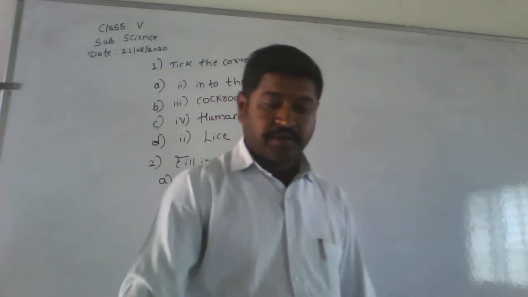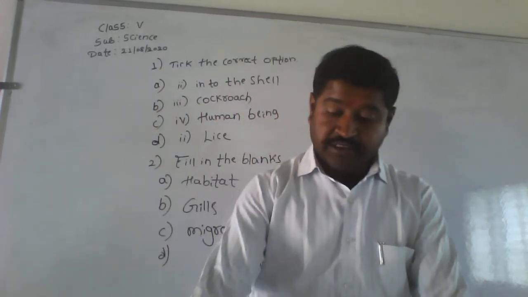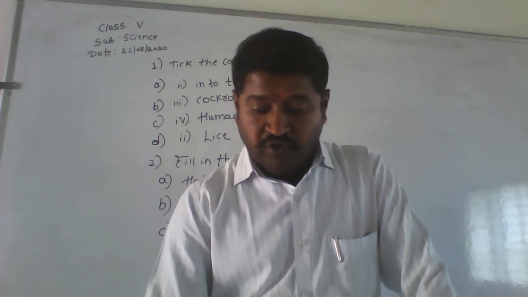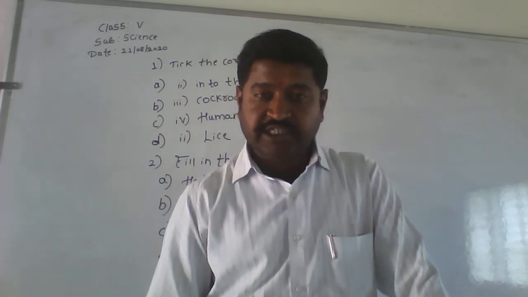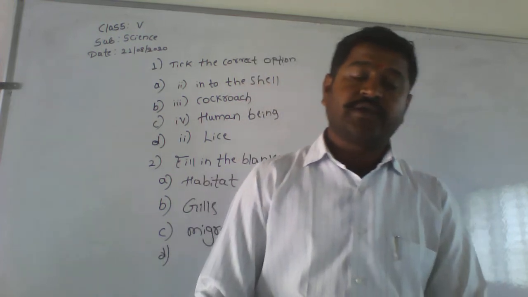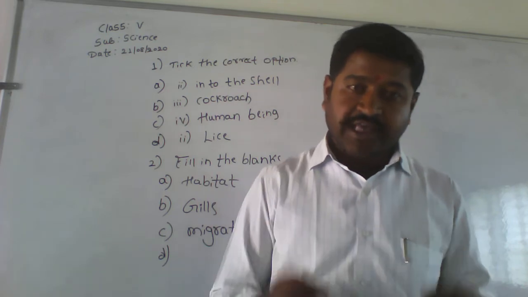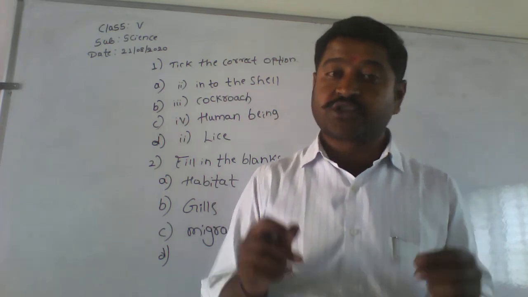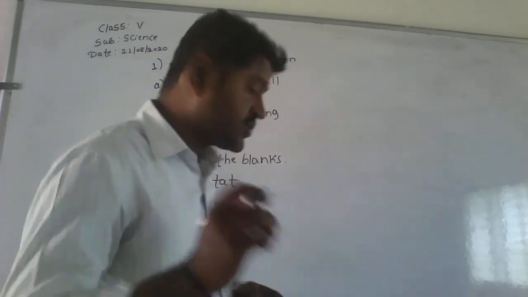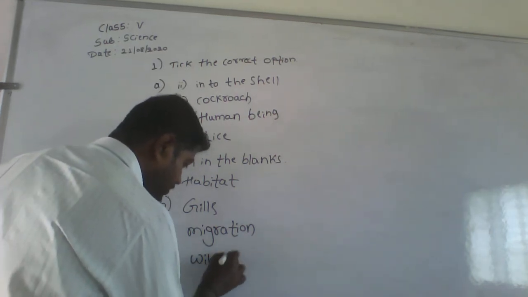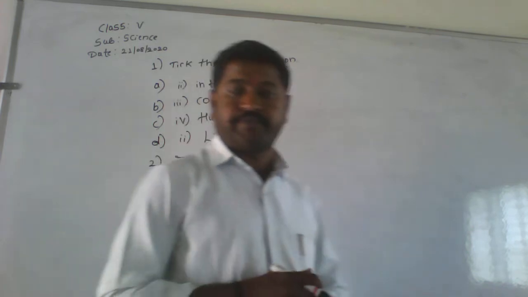Then the fourth one in fill in the blanks. Penguins use two forelimbs as dash to swim. So we know that penguins are using their two forelimbs as dash to swim. What are those two forelimbs? It is actually its wings. So it is using wings to swim.